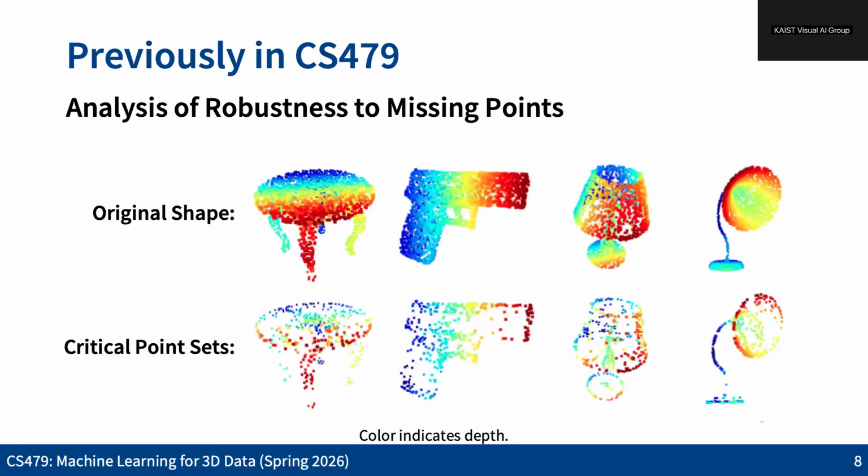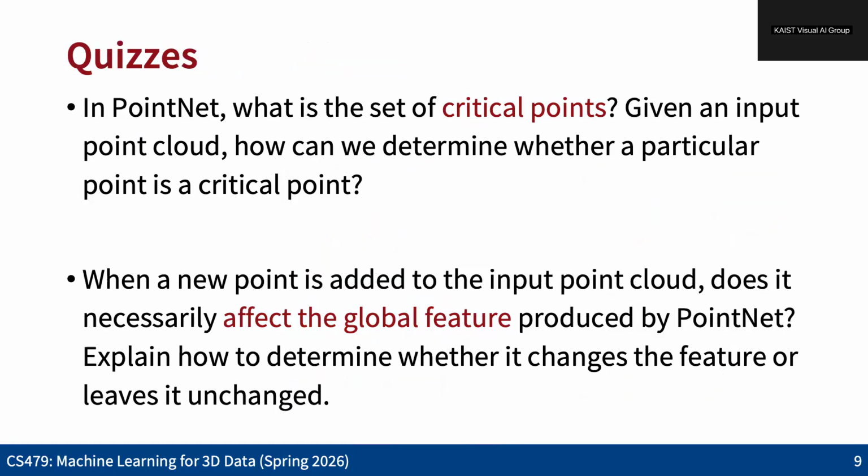And last time we also discussed why PointNet would be robust to many kinds of missing points. So last time we discussed the notion of critical points. I'm not sure whether you remember those things. So actually the quiz that we are going to take today is that I'm going to ask about those things, whether you remember the meaning of that. So what was the meaning of the set of critical points? And given an input point cloud, how do we tell whether each point in the input is a critical point or not? First question.